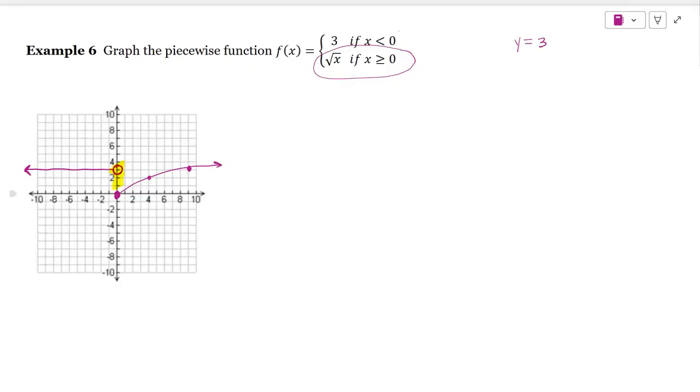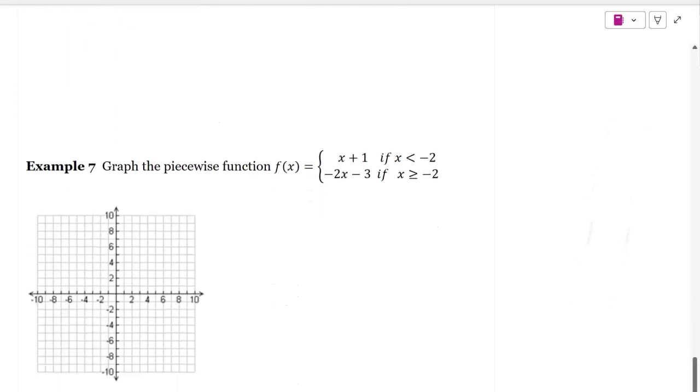Looking at the y-axis, I have to make sure that I'm not intersecting at two places, and I'm not, because the y-axis is only included in the bottom function, not the one that's on the top. Let's look at another example.